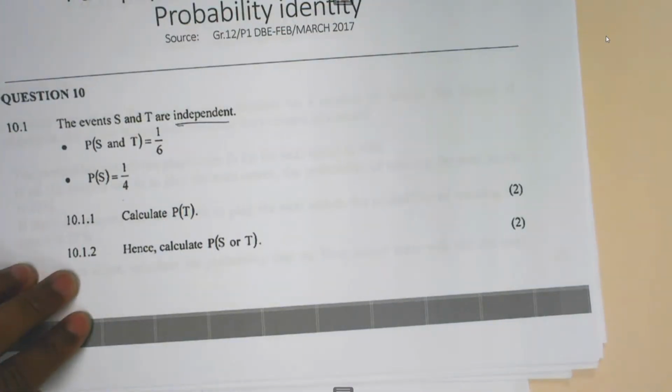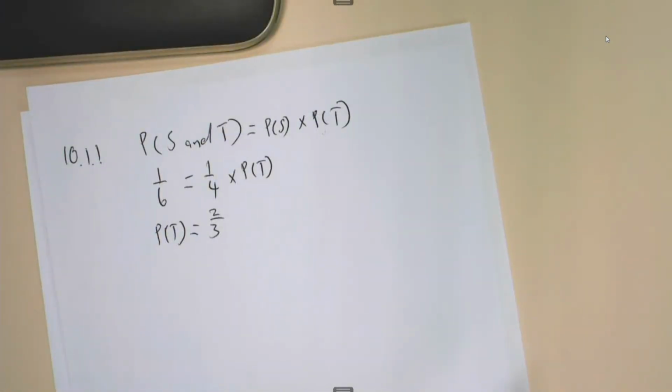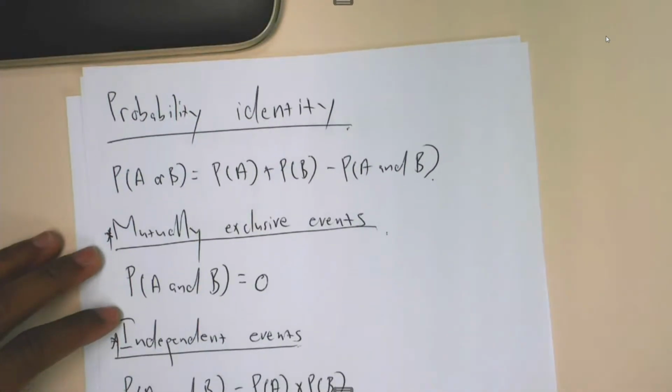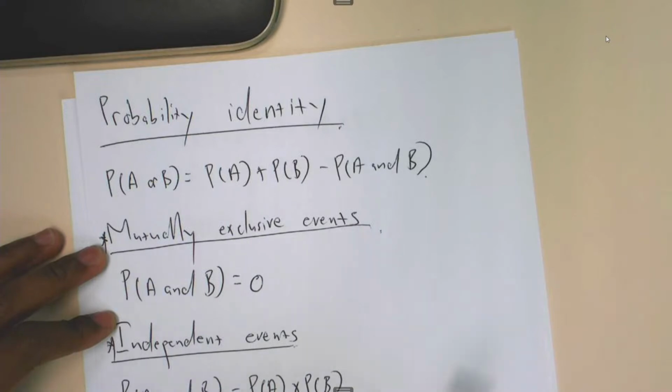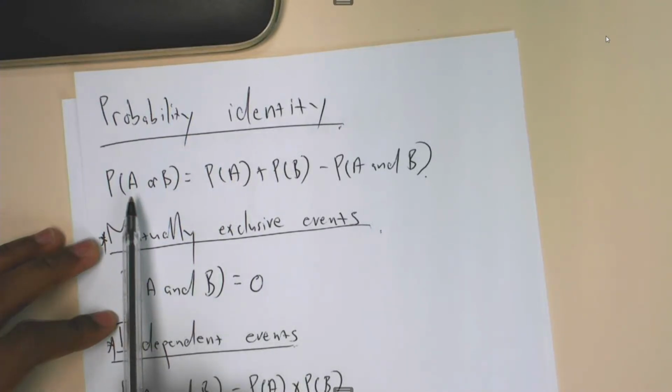Because we were told that event S and event T are independent. Okay, now in 10.1.2, hence calculate the probability of S or T. Now to find the probability of S or T, we make use of the probability identity. Remember I wrote down the equation when I started this presentation. We're going to make use of the probability identity to find the probability of S or T.